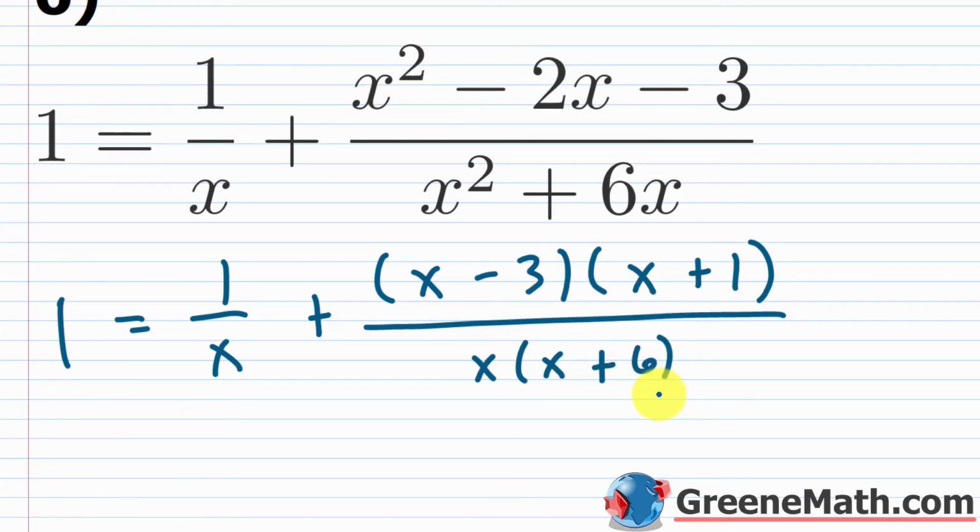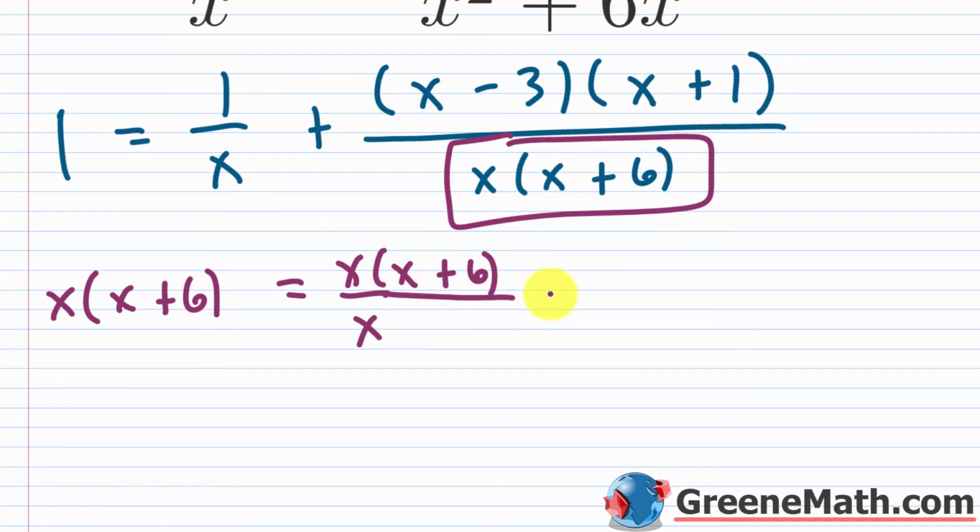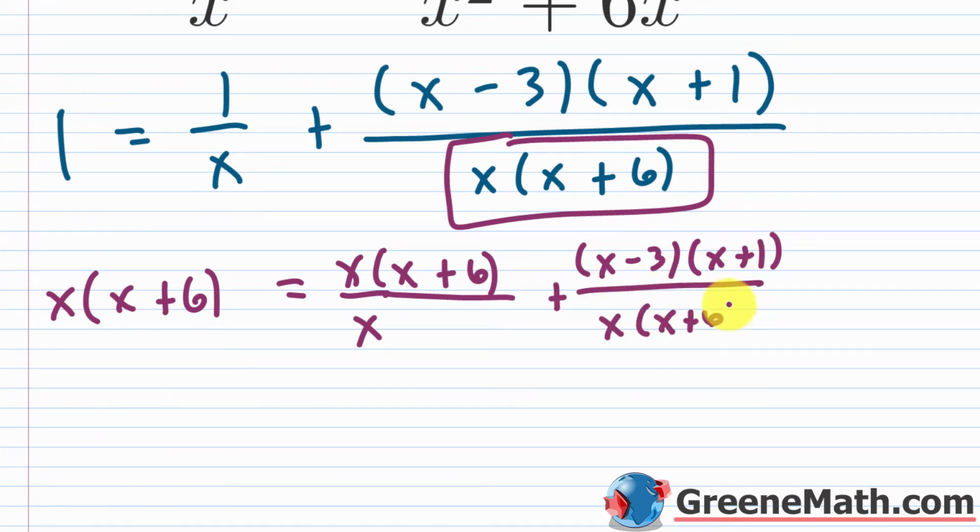And just looking at my LCD, we can see that there's an x here and an x here. And then here you have the x plus 6. So it's x times the quantity x plus 6. So this would be your LCD here. Now, I'm going to multiply both sides by this LCD. So this 1 multiplied by this would just give me this. So this is x times the quantity x plus 6. And this equals, over here, this would be 1 over x times this guy. So you just write it up here to save some space. So x times the quantity x plus 6. And then we're going to have plus, we'll have this x minus 3 times the quantity x plus 1 over your x times your quantity x plus 6. And this is multiplied by, again, x times the quantity x plus 6.